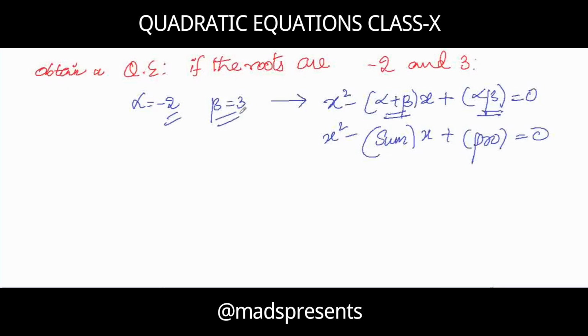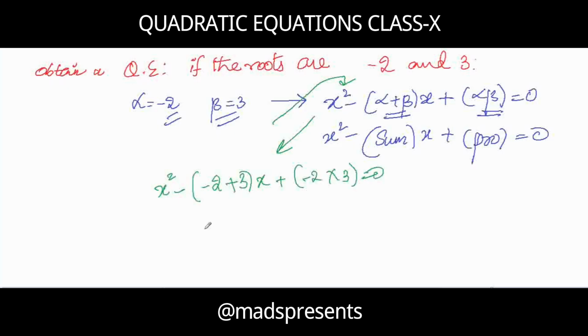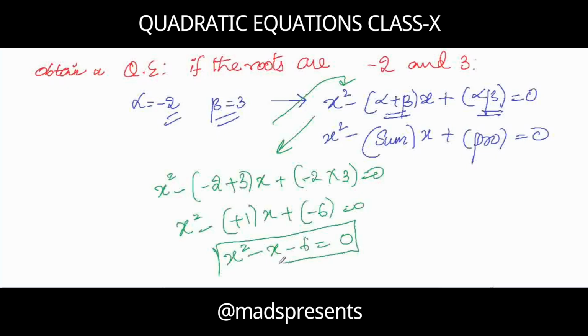So alpha is given, beta is given, just go and replace in this, and we'll get x square minus alpha is minus 2 plus beta is 3 into x plus alpha is minus 2 into beta is 3, which is equal to 0. So x square minus minus 2 plus 3 will be plus 1 into x plus minus 2 into 3 is minus 6, which is equal to 0. So now x square minus x minus 6 is equal to 0 is your required equation. So this is the quadratic equation. If you solve, you will get x is equal to minus 2 and x is equal to 3.